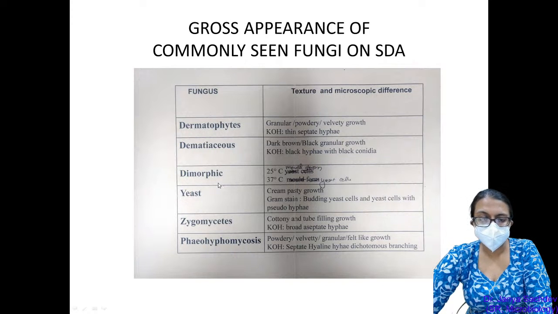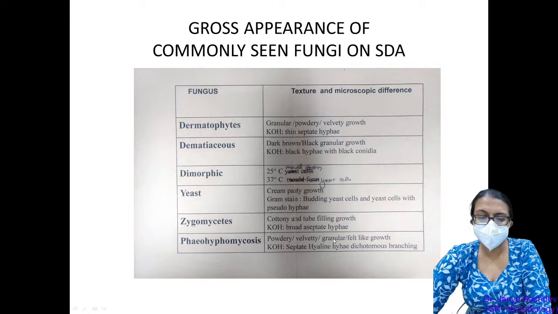thick-walled arthrospores. Then yeasts, usually on SDA there will be a cream-colored pasty kind of growth, and in a Gram stain, of course, you will see the Gram-positive budding yeast cells and pseudohyphae. Zygomycetes, which includes Mucorales and Entomophthorales, these are cottony or cotton wool kind of appearance, and they grow very abundantly. They fill the tube from top to bottom if they're left to grow long enough. And KOH obviously will show you broad aseptate hyphae.